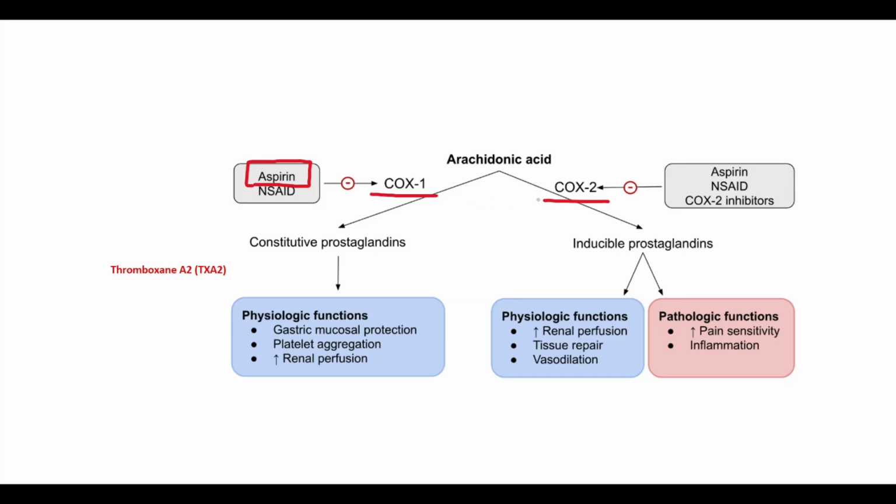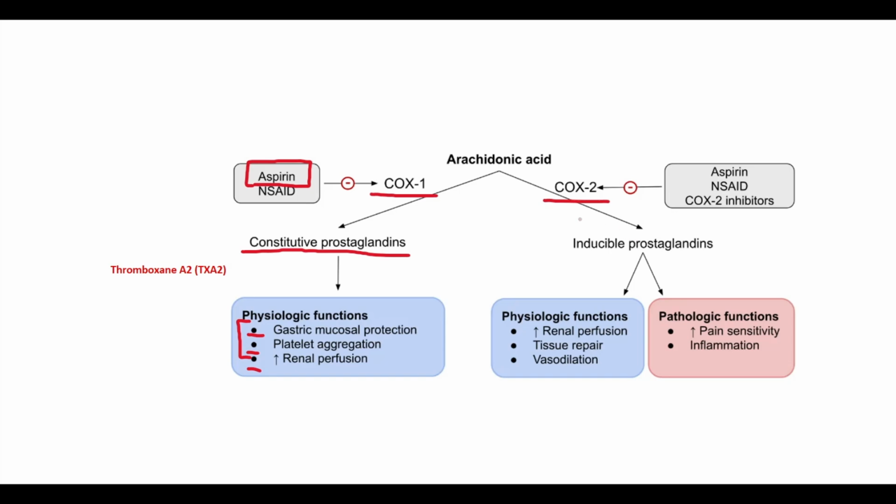The difference between these two enzymes is that one enzyme is produced at all times in almost all your cells, and that's why it's referred to as constitutive, and it forms constitutive prostaglandins constantly to perform various physiological functions such as gastric mucosal protection, platelet aggregation, and increasing renal perfusion. I want to focus today on these two physiological functions because they have implications on how aspirin is used clinically.